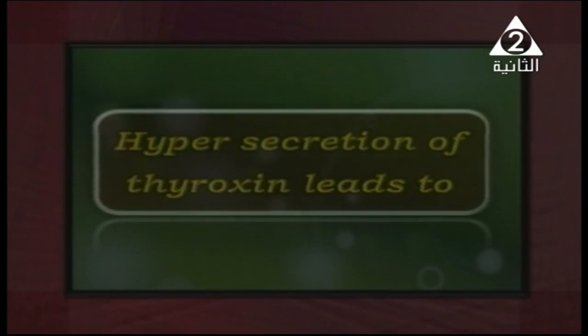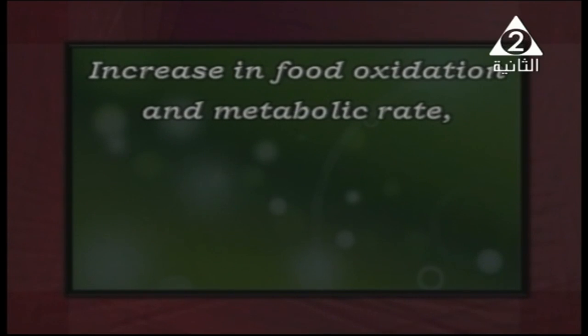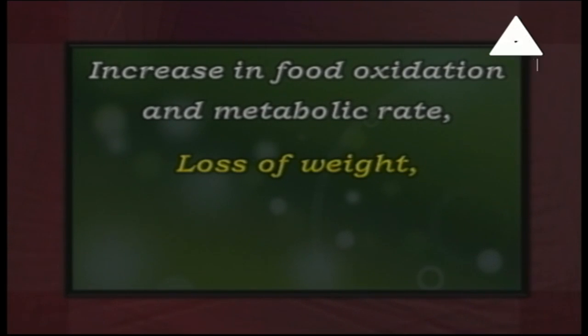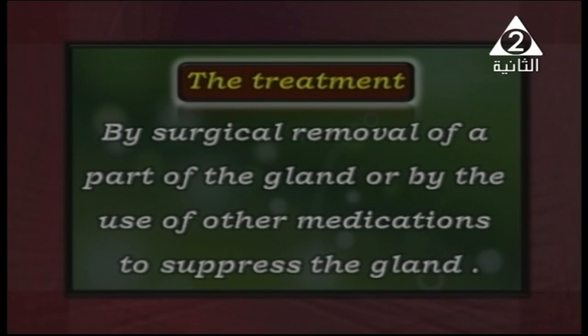And what about the hypersecretion of thyroxine, what does it cause? Three points. Number 1, hypersecretion of thyroxine leads to increasing food oxidation and metabolic rate, and also loss of weight. The last one was obesity, while here we have loss of weight, and also increasing heartbeat and nervous irritability. The person will be very tense and very nervous. How can we treat the hypersecretion of thyroxine? The treatment is by surgical removal of a part of the gland, or by the use of other medications to suppress the gland.